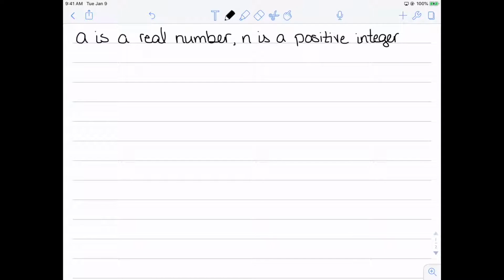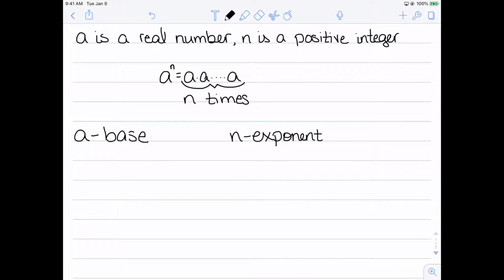We're going to let a be any real number, and n needs to be a positive integer, something like 1, 2, 3, 4, 5, etc. So a to the nth power, a to the n, is equal to a times a, etc., n times. So this number at the exponent of a tells us how many times we multiply a by itself. We call a the base and n the exponent. So let's look at evaluating some of these.